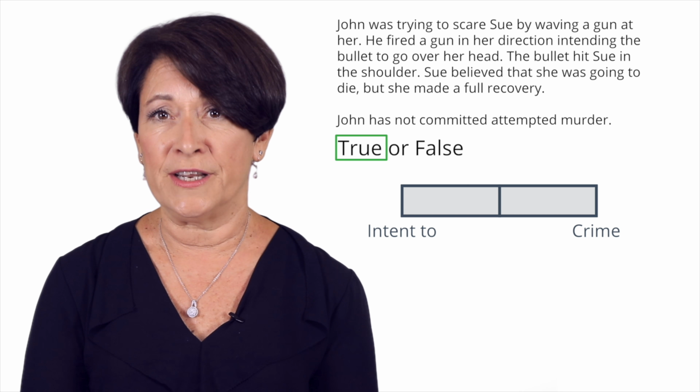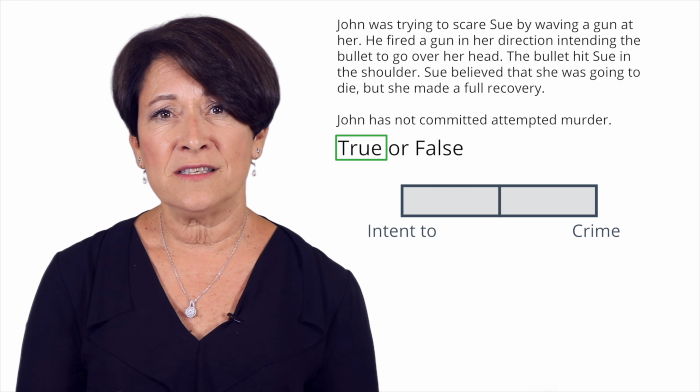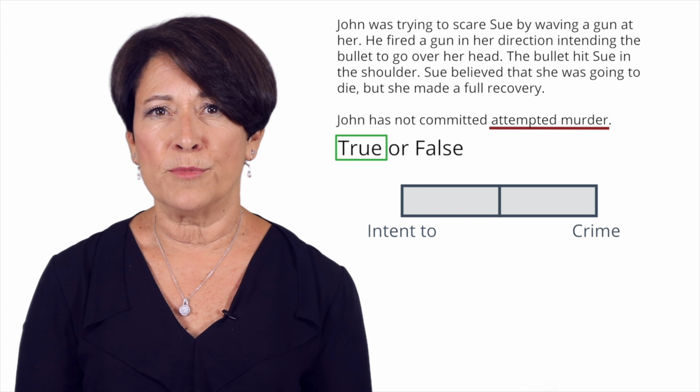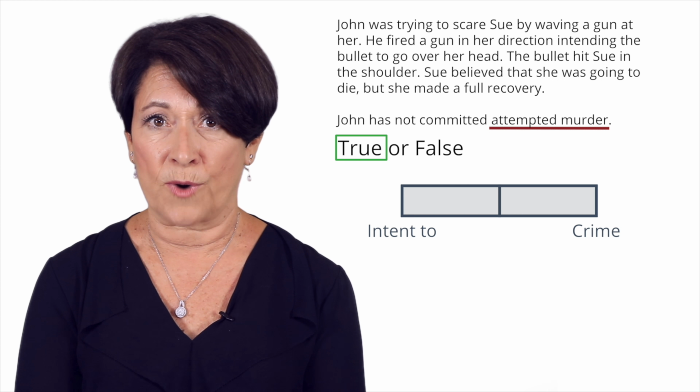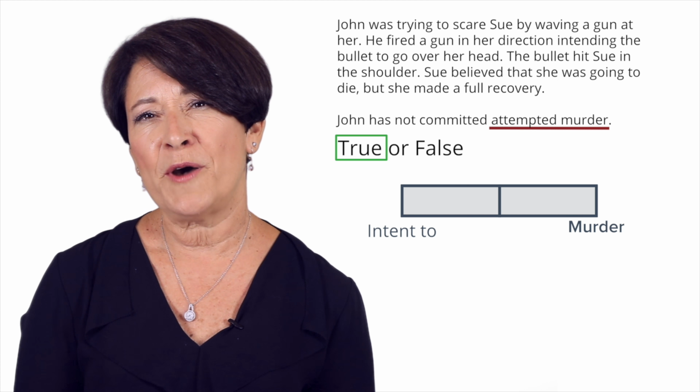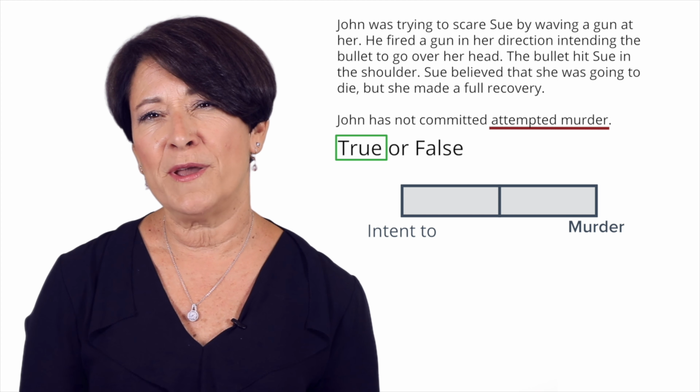It's going to require an intent to commit the crime and sufficient acts towards that crime. Here, the attempted murder charge would require the actus reus be sufficiently close to committing murder. And what about the mens rea? The mens rea has to be an intent. And for attempted murder, it'd have to be the intent to kill.